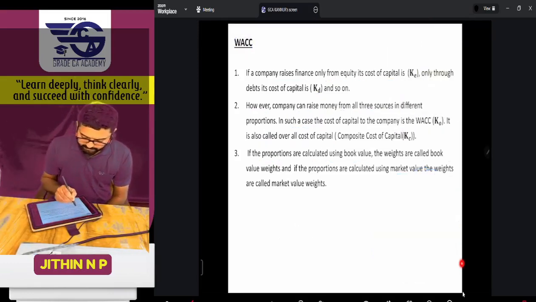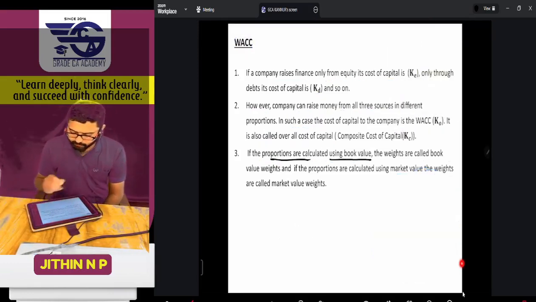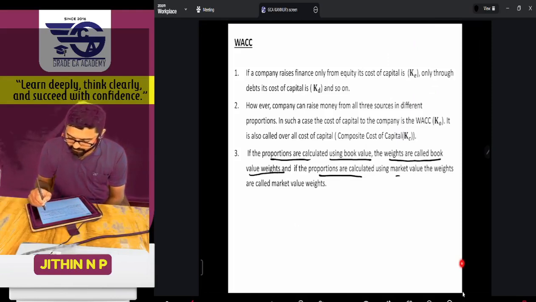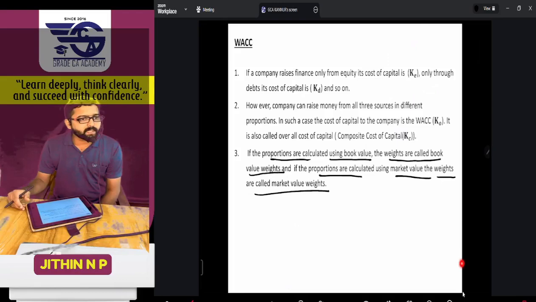If the proportions are calculated using book value, the weights are called book value weights. If the proportions are calculated using market value, the weights are called market value weights. Clear?